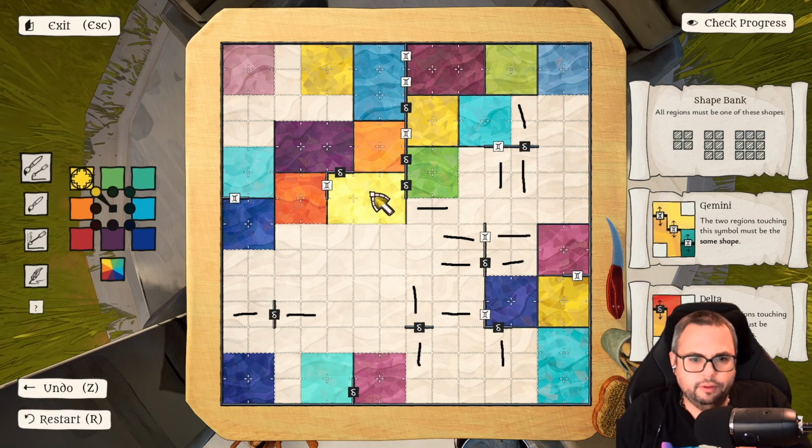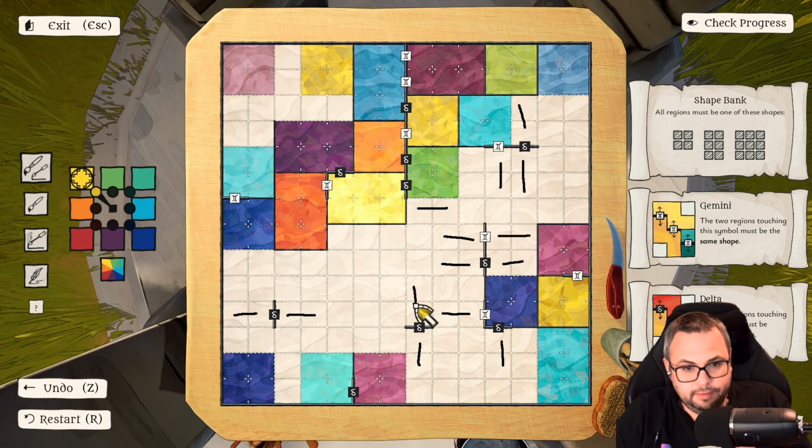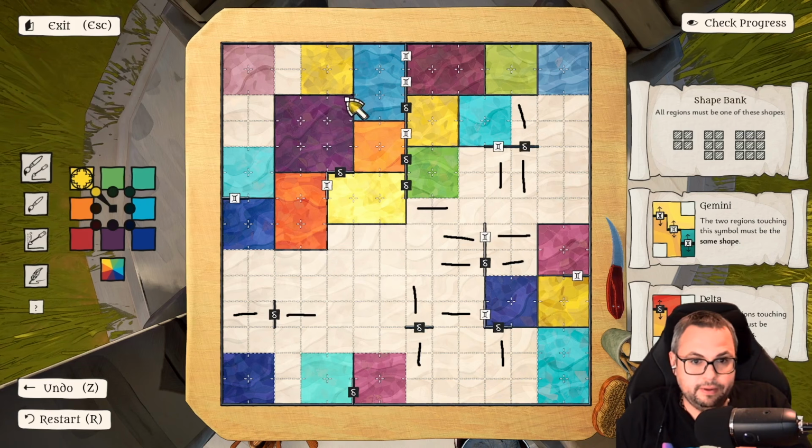Oh, these two are the same, which means they're 2x3s. Because this one couldn't possibly be a 3x3. This one is different, so that means we get our first official 3x3 in the grid.